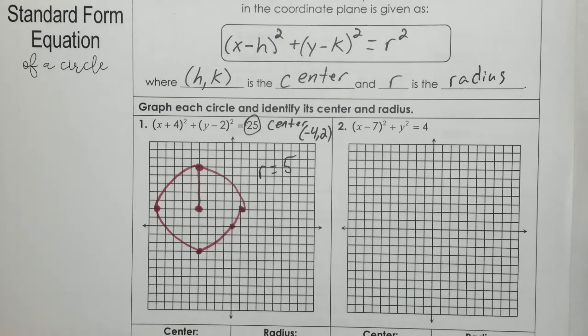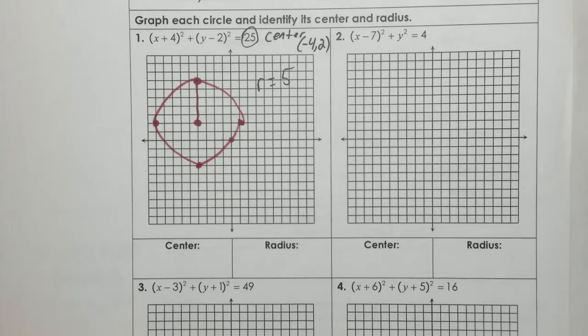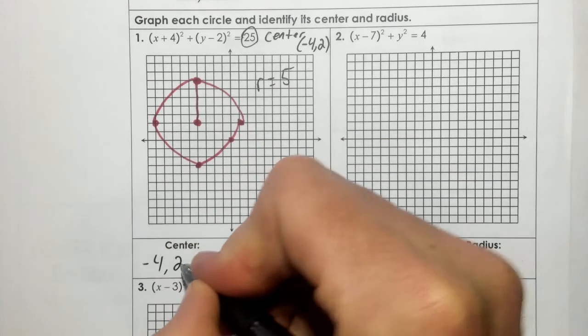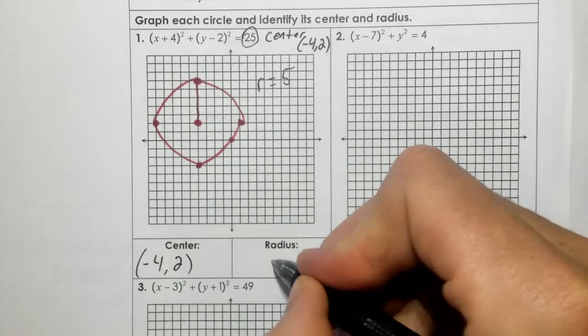Okay, I'm going to do number 2, and then I'm going to leave 3 and 4 for you to do. Actually, there was a place down here to write. I didn't even see that. Sorry. So our center again was negative 4, 2, and the radius is 5.